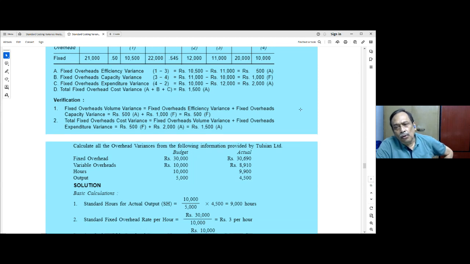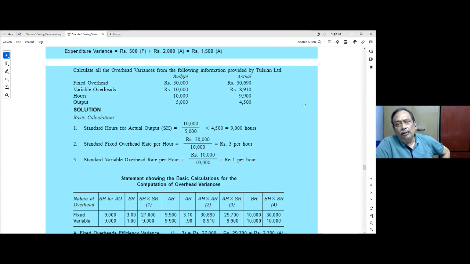Now, we can do the verification. Fixed overhead volume variance is equal to fixed overhead efficiency plus fixed overhead capacity. So 500 adverse plus 1,000 favorable, total comes to 500 favorable. Total fixed overhead cost variance, fixed overhead volume plus fixed overhead expenditure, that is 500 favorable plus 2,000 adverse, comes to 1,500 adverse.